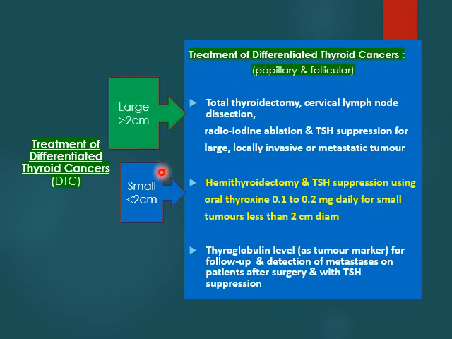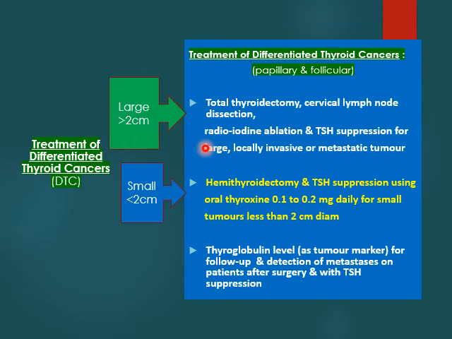It can be divided into two main criteria: the size of the tumor, the T stage, larger than 2 centimeters and smaller than 2 centimeters. For tumors larger than 2 centimeters, total thyroidectomy with cervical lymph node dissection, level 6 lymph node dissection, is done, followed by radioiodine ablation and TSH suppression for these large tumors.